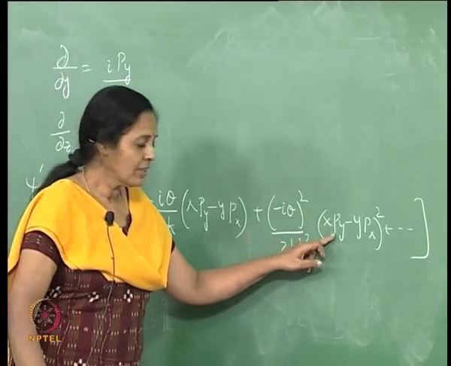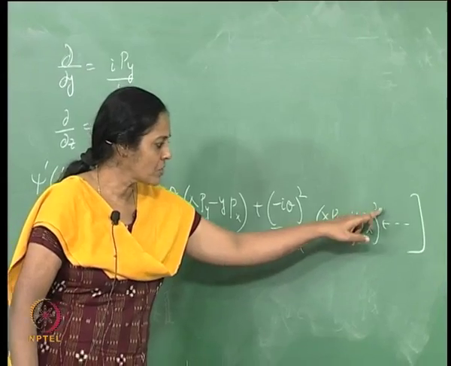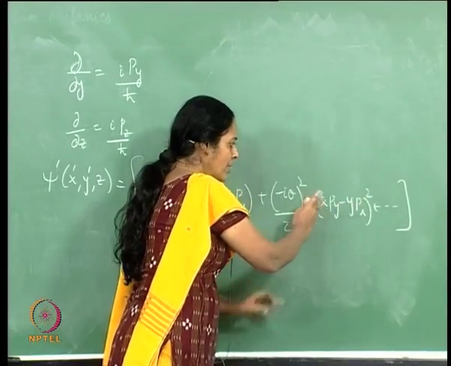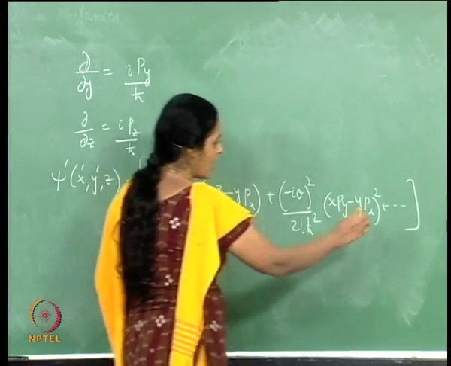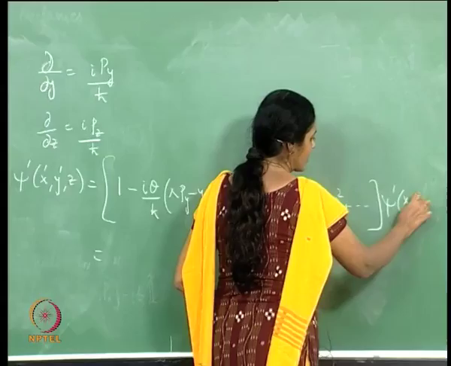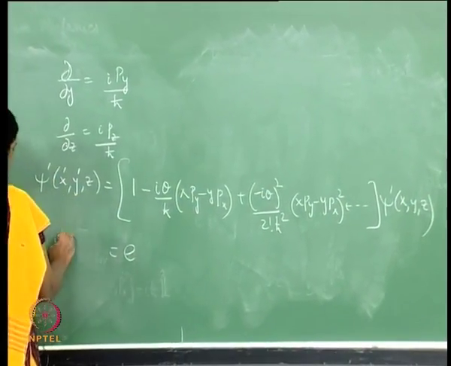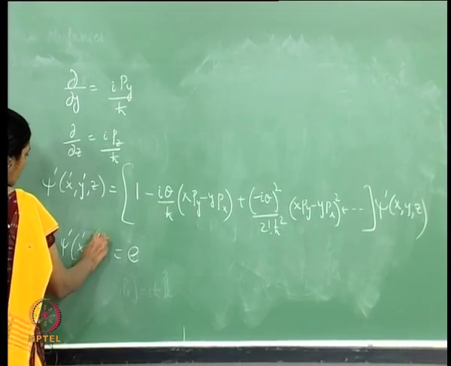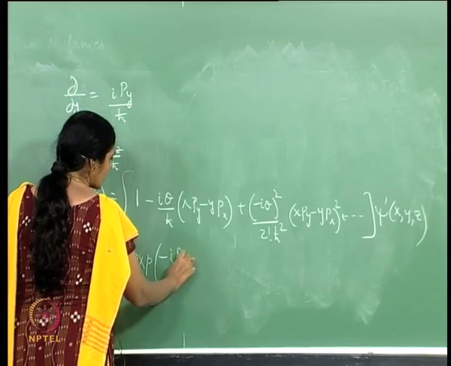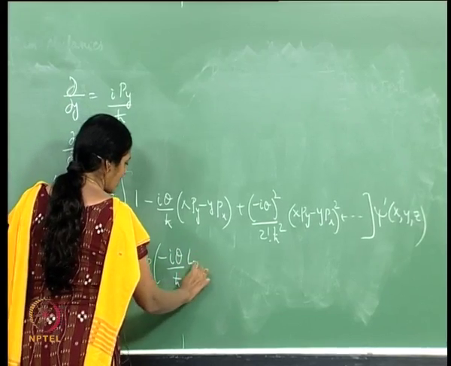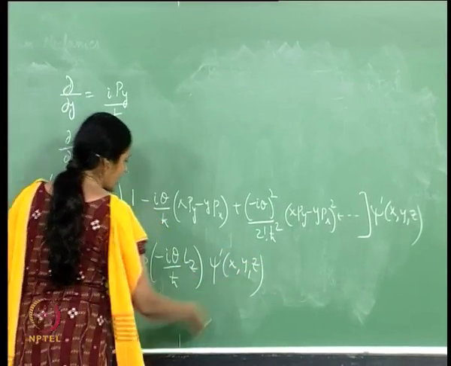A word of caution, as I stated earlier: one should remember that x py minus y px the whole squared, when expanded, I should retain the order of operators properly. But this just acts on psi prime of x, y, z, telling me that psi prime of x prime, y prime, z is exponential of minus i theta by h cross Lz, psi prime of x, y, z.